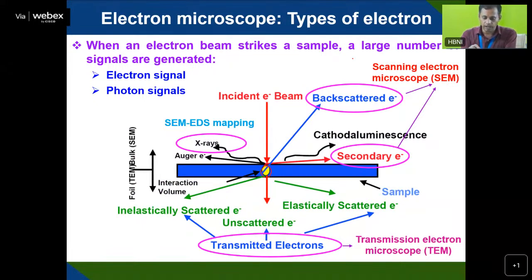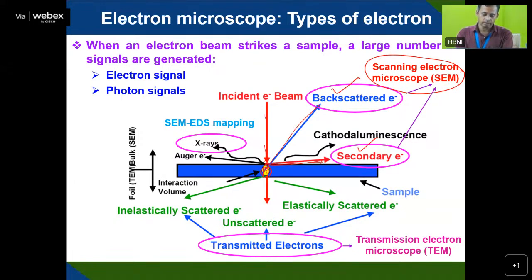When an electron beam strikes the sample, a large number of signals are generated. It may be an electron signal, it may be a photon signal, both can be generated. As I told you, there is a possibility of backscattered electrons, and there is a possibility of secondary electrons, where the electron is absorbed and generates another electron. Both backscattered and secondary electrons are used in the scanning electron microscope. So these are the two bases of the scanning electron microscope, and you can use either backscattered or secondary electron form.